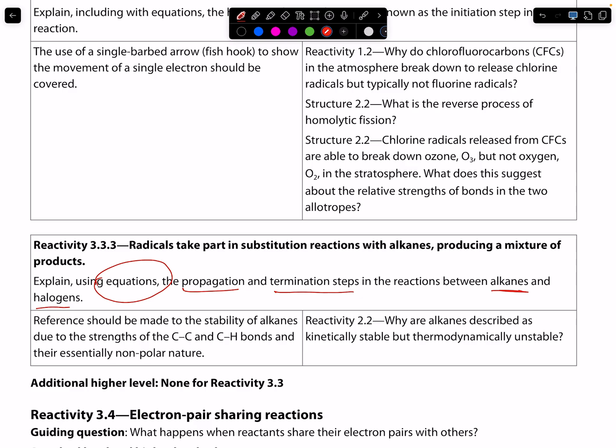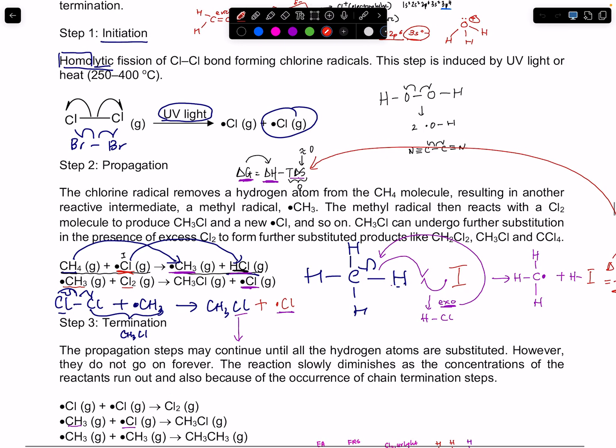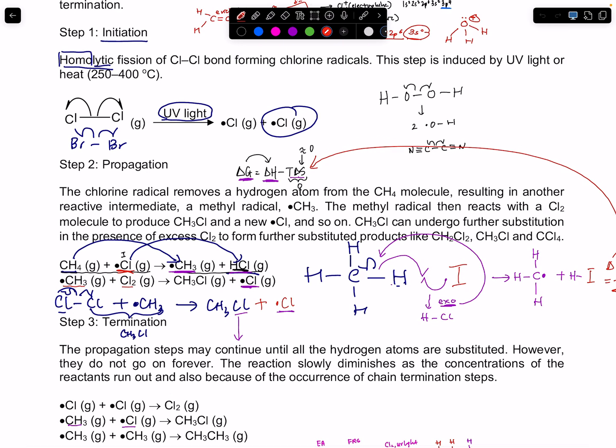Can you repeat why fluorine can't be used? Because it is a very strong oxidizing agent. Yeah, it oxidizes all the organic molecules, the alkane rather, to carbon dioxide and water.